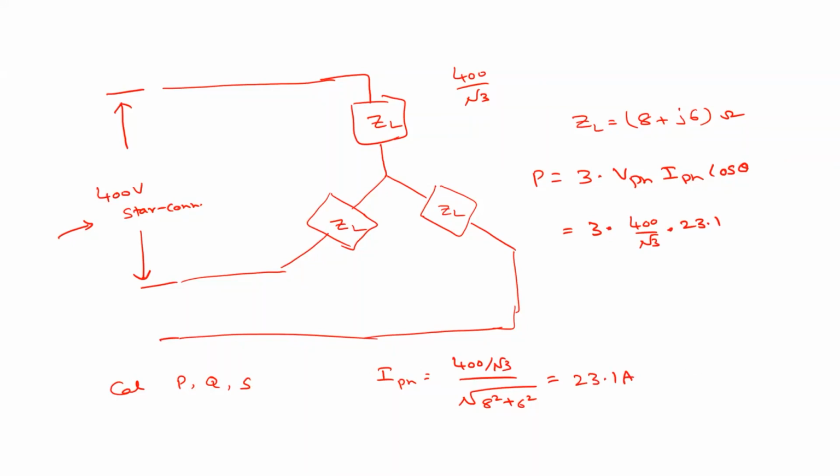So what is cos theta? 0.8, sir. So cos theta is 0.8, since you know these R and X values, right? So that will be R by Z. What is R? R is 8. And what is Z? 10, right? So that is 0.8 lagging here. So it is into 0.8. So how much is this one?